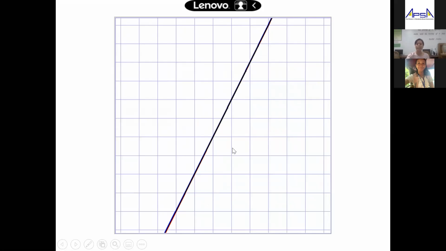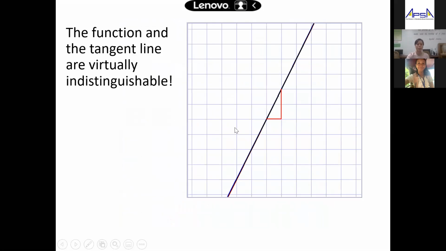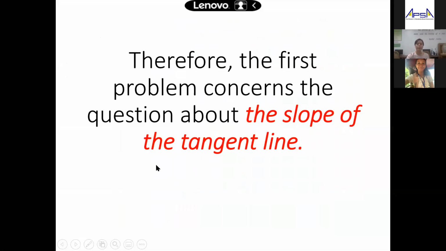basically the tangent line and the graph are almost the same. You cannot distinguish them from each other. They're virtually indistinguishable. And because it's now a line, then you can use algebra. It now looks like a line. The tangent line is a zoomed in version of the curve. This is actually the curve. And the slope is easily seen to be 2. Therefore, the first problem that calculus concerns itself with is the slope of the tangent line.